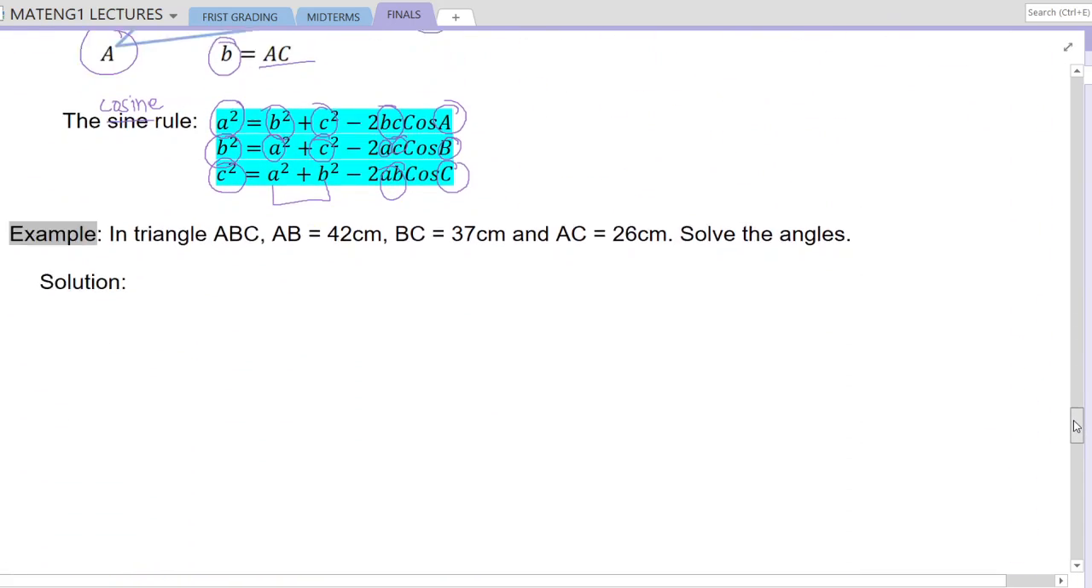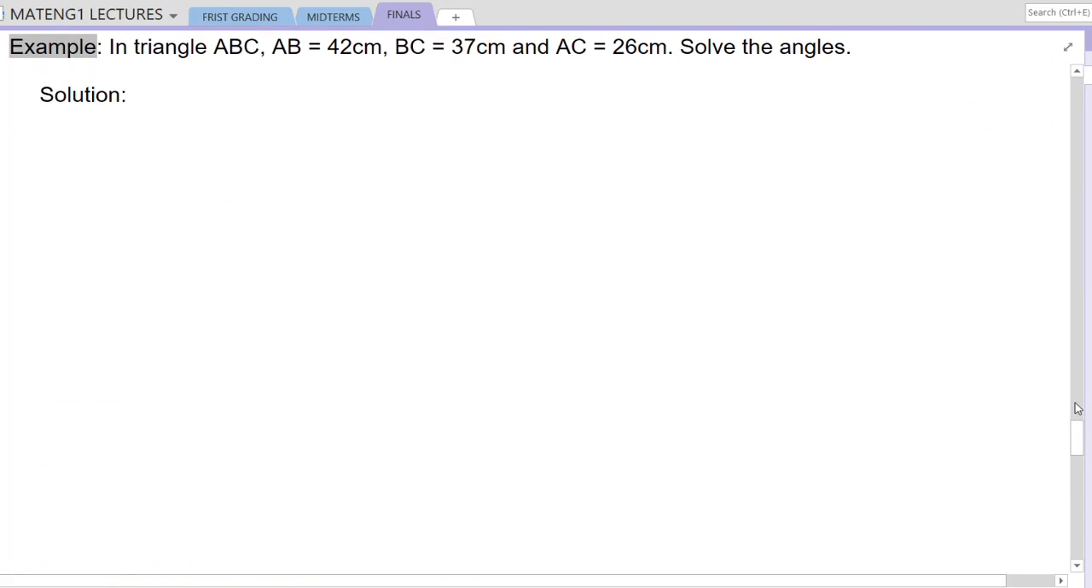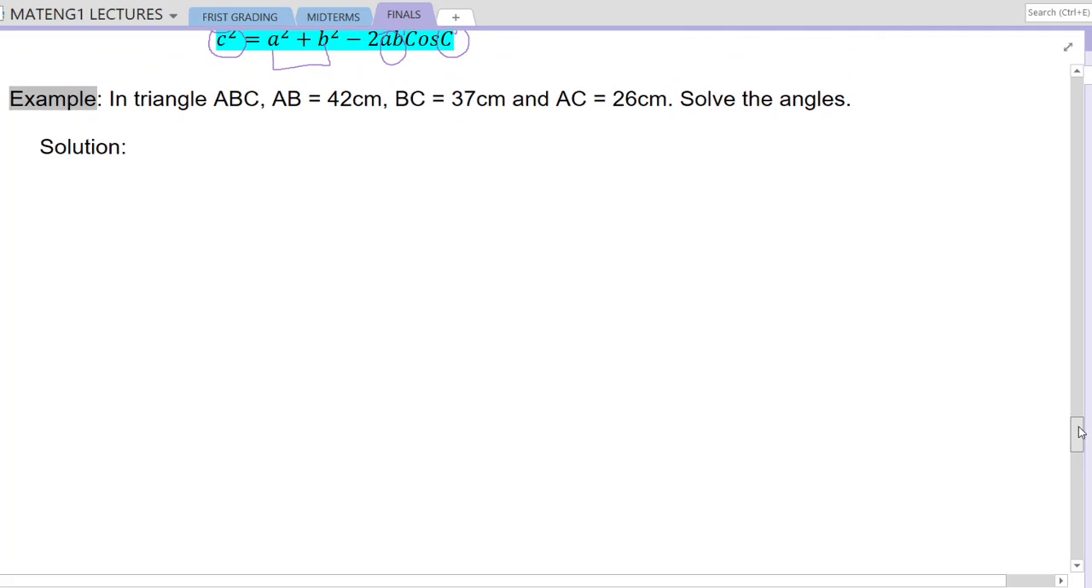Okay, so for this example, in triangle ABC, AB is equal to 42 centimeters, BC is equal to 37 centimeters, and AC is equal to 26 centimeters. We are asked to solve for the angles. Having all 3 sides of the triangle, we use the cosine rule for this one.